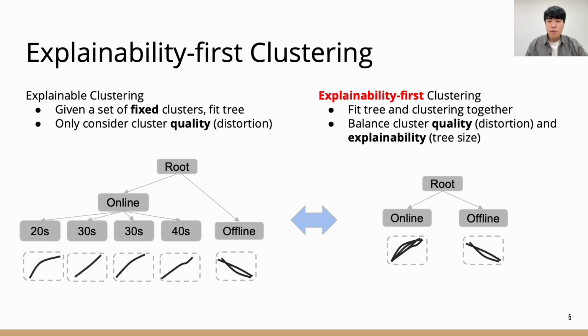Back to our example, instead of using a fixed set of 5 clusters for decision tree training, explainability-first clustering merges the clusters into a single cluster for better explanations. The clusters have a slightly larger distortion as a result.